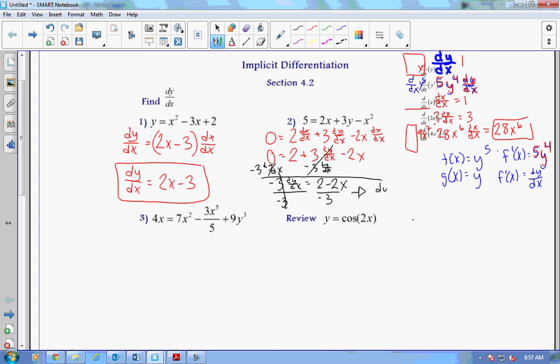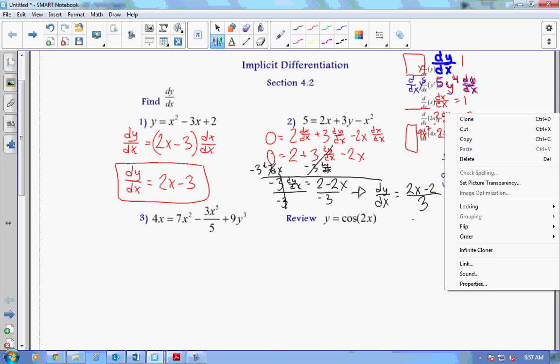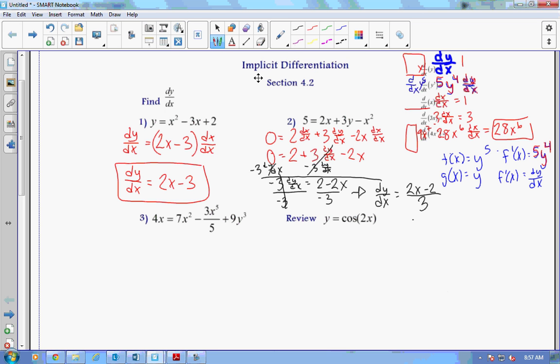So we get dy dx equals 2x minus 2 over 3. Because I'm putting it like x's, and then that's how we write mx plus b. So we like to see the x's generally first. Negative 2 divided by negative 3 would make it positive 2, right? And then positive 2 divided by negative 3 would be a negative 2. Okay?